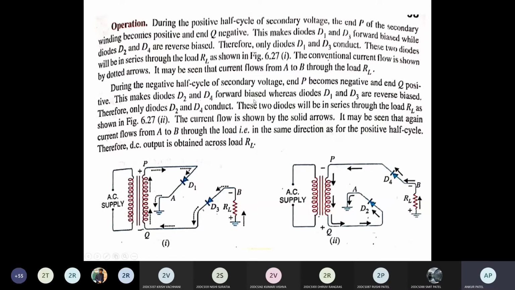So this makes D2, D4 forward biased, whereas D1, D3 are reverse biased. Okay, so therefore only D2 and D4 conduct. Therefore two diodes will be in series through the load resistance RL. The current flow is given by the solid arrow. Okay. So this is the working of the full wave bridge rectifier.